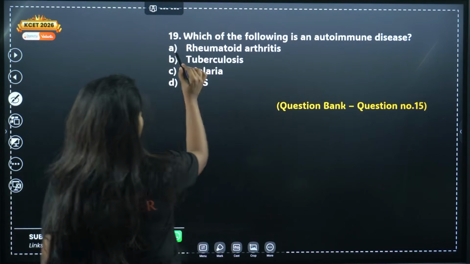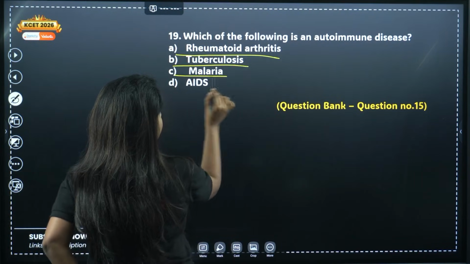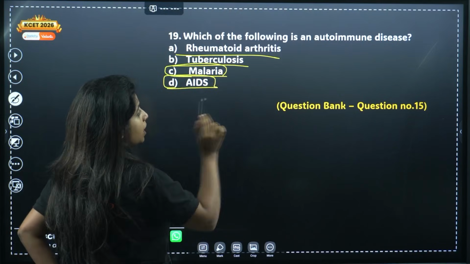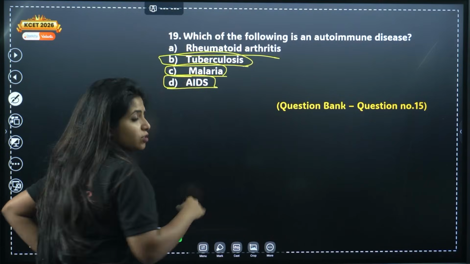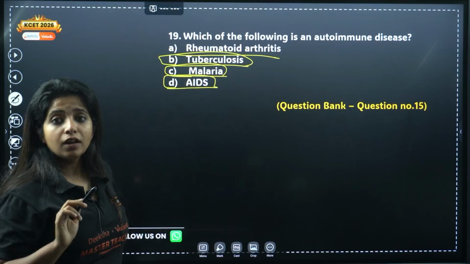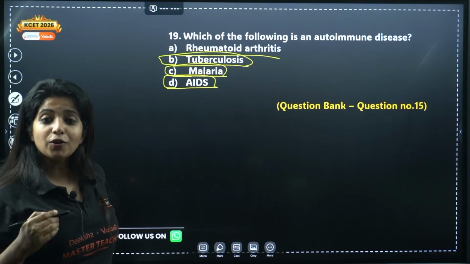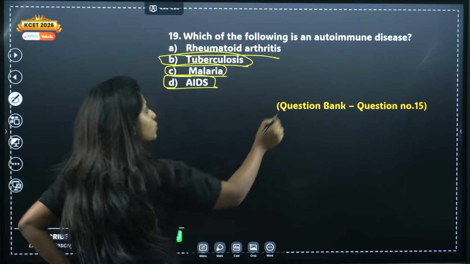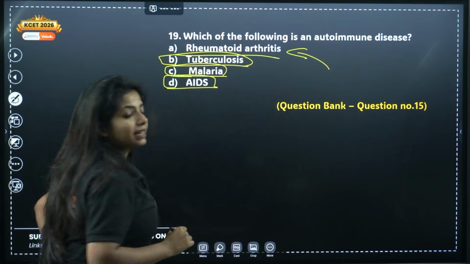You have rheumatoid arthritis, tuberculosis, malaria, AIDS. AIDS, you know, is caused by a virus. Malaria is caused by Plasmodium. Tuberculosis, TB, is caused by bacteria again. But my dear children, over here you're talking about autoimmune disease, where your own cells are going to destroy your own cells. The answer for this question is rheumatoid arthritis.